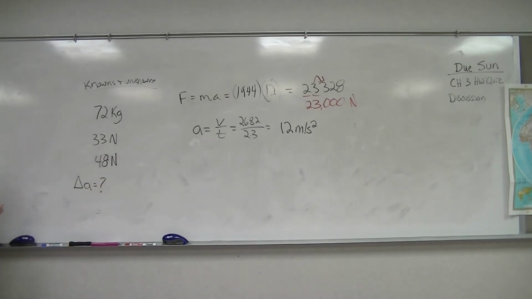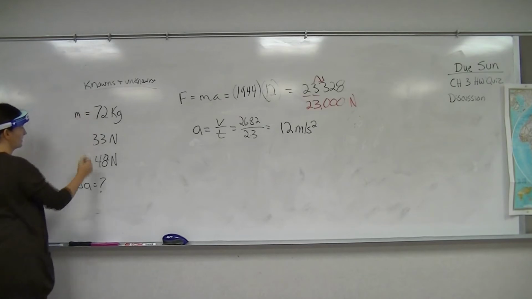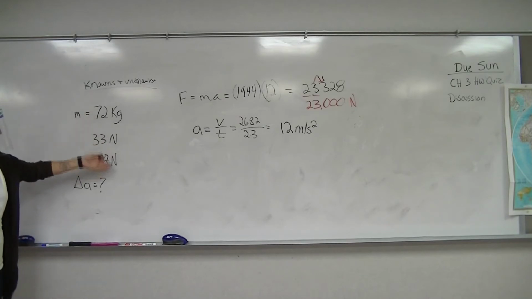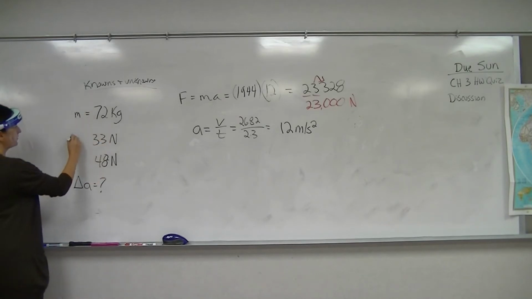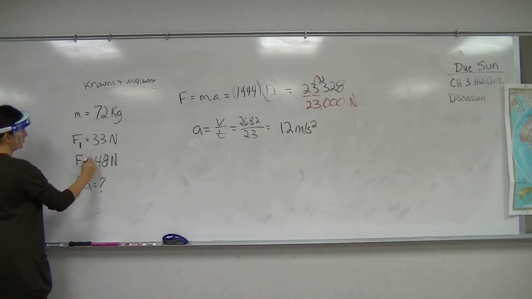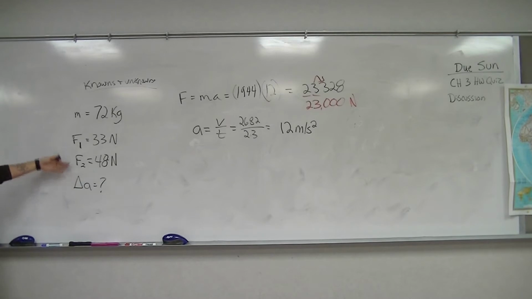Change in acceleration is often denoted by this triangle, this delta sign. So delta A just means change in acceleration. So let's label these. Well, 72 kilograms, that's a mass. Notice I have two forces, so when I label them as forces, I'm going to do F sub 1 and F sub 2, just to keep a distinction between them. Force 1, force 2.